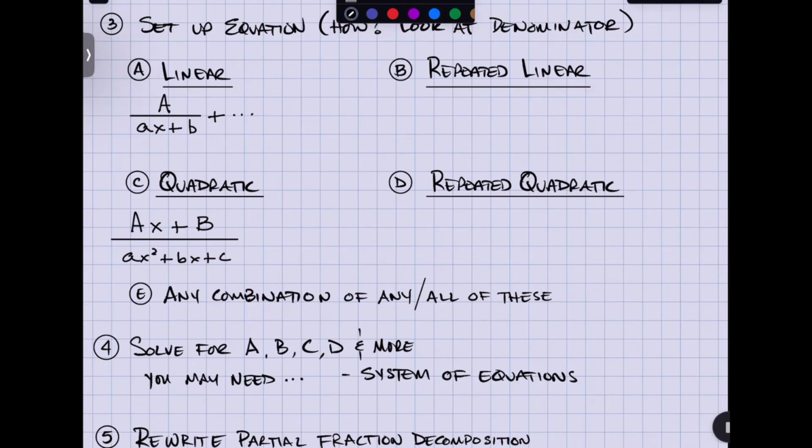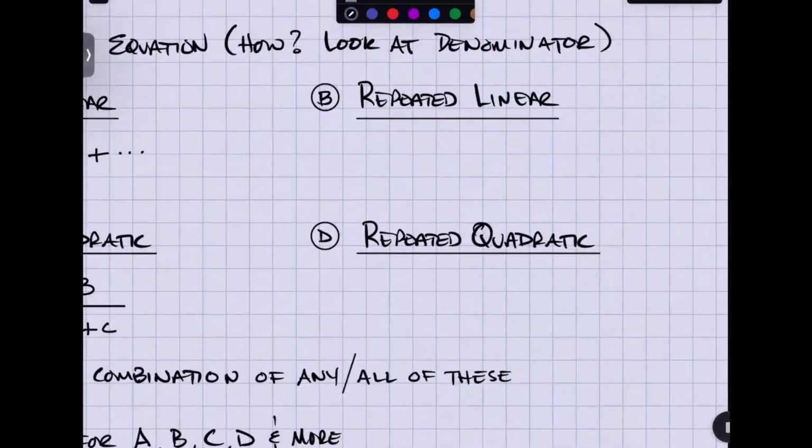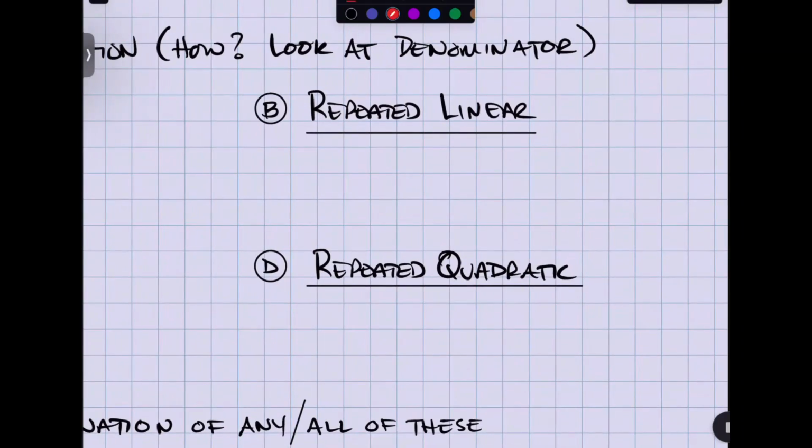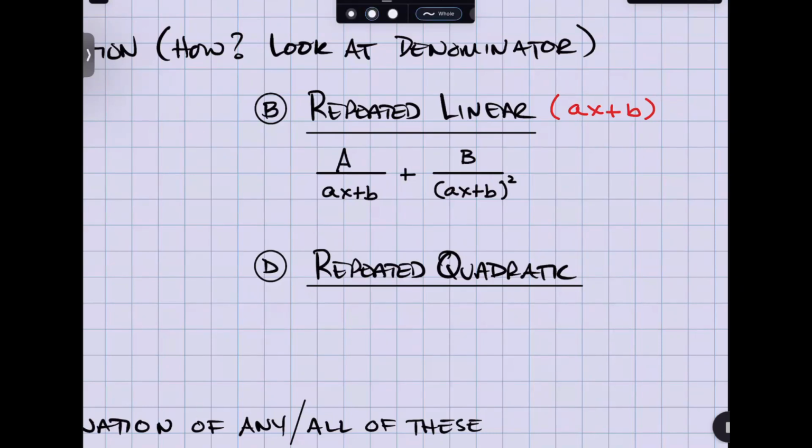So if I had that, let's say, for example, I'll put down here what repeated linear means. Let's say I have ax plus b squared. Then a repeated linear would have to be the a, because a is smaller than the ax plus b. Then I have to add to it b times ax plus b squared. Now, if this was a 3 to the third power, then we'll have to add another one.